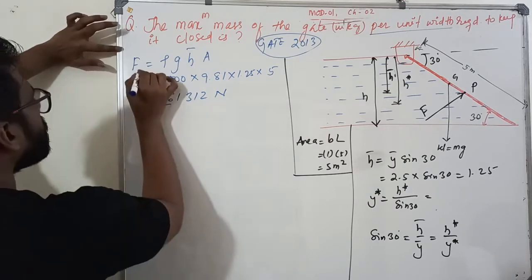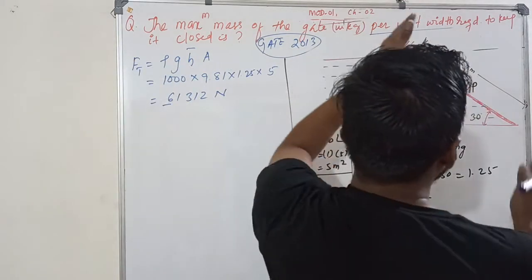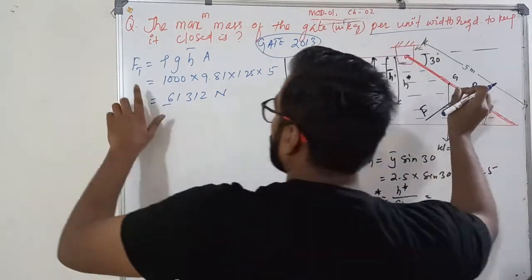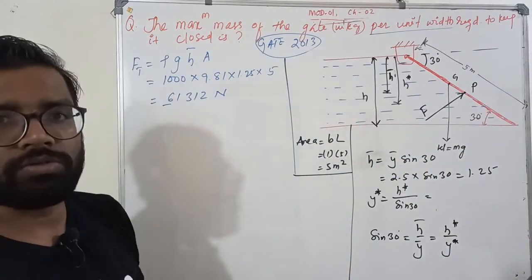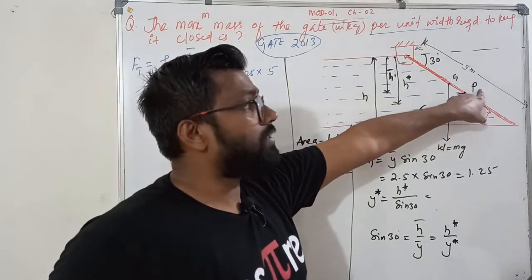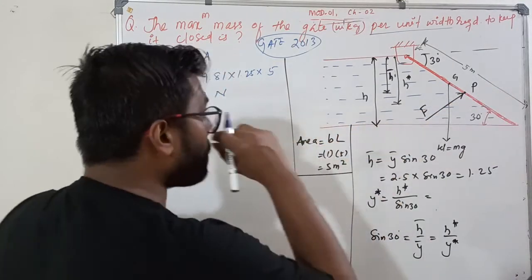So this is the total force acting on this plate. This plate has to resist this total force, that is 61312 Newton. Where is it acting? It is acting on Cp, the center of pressure. That we have to calculate now.